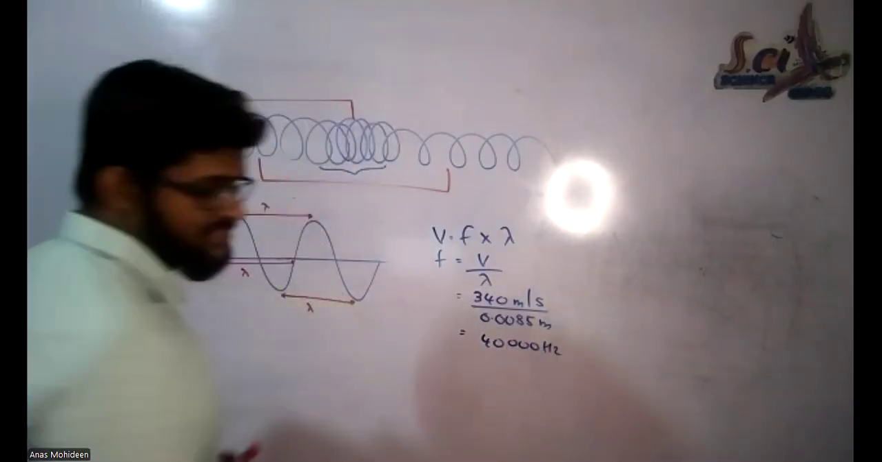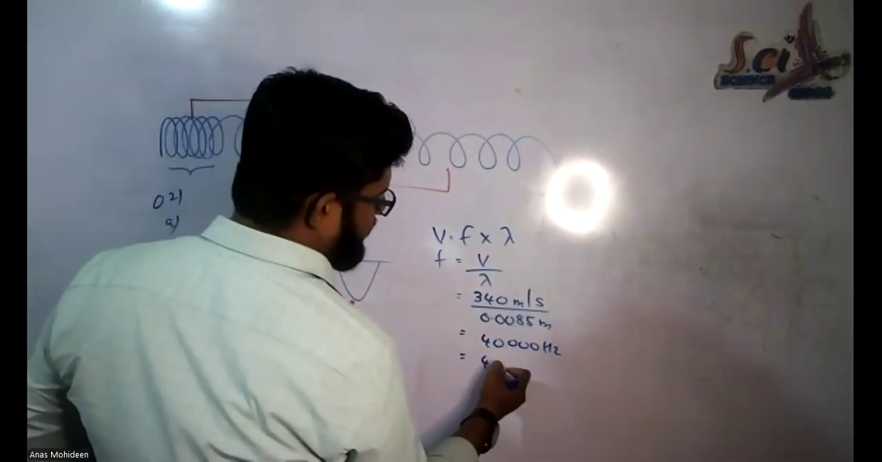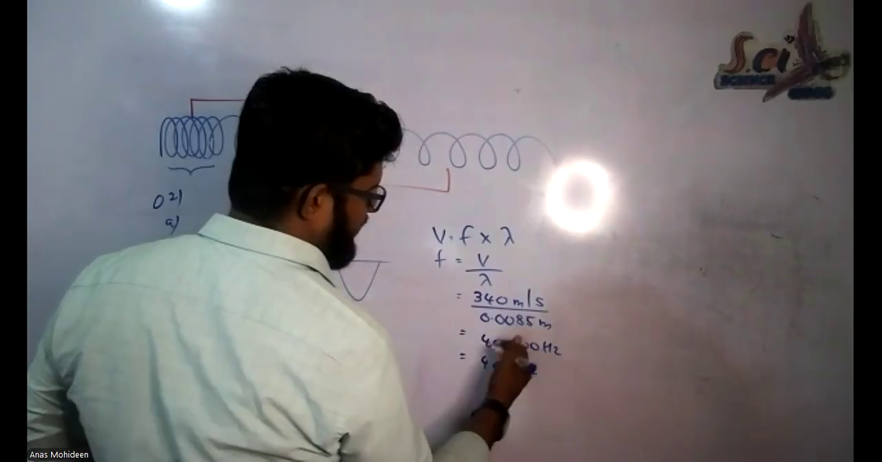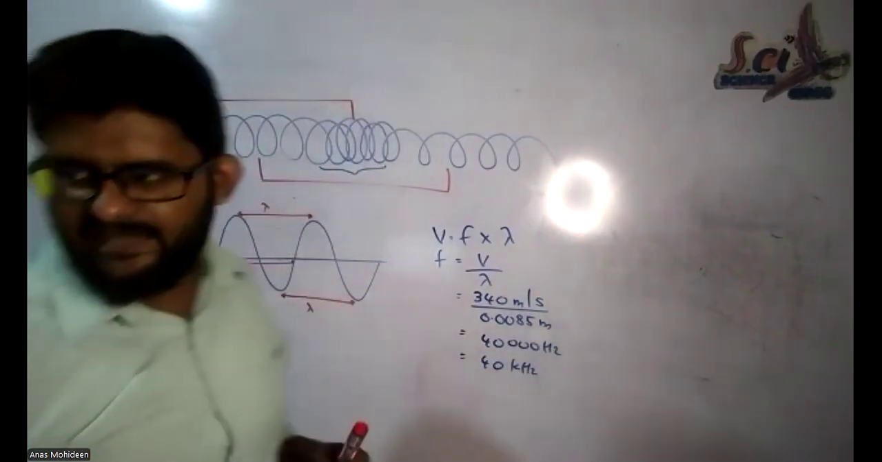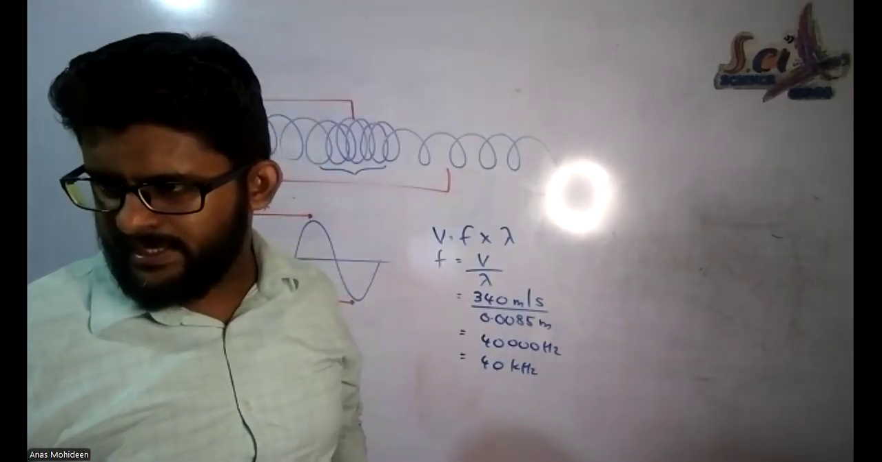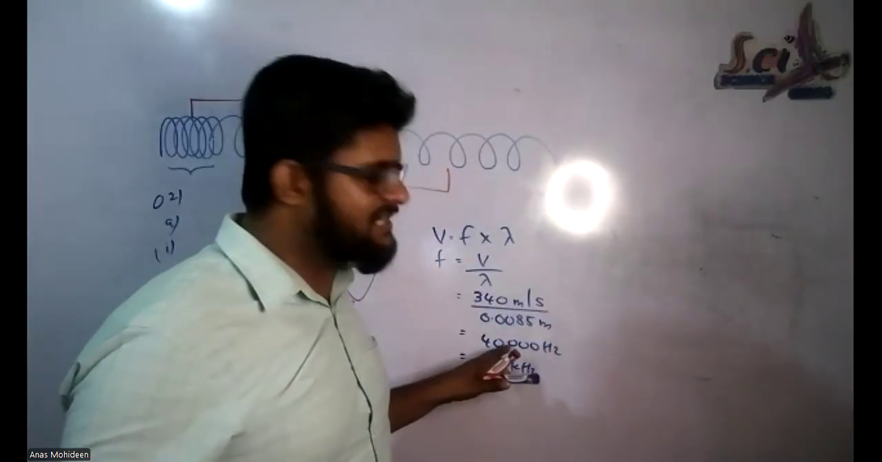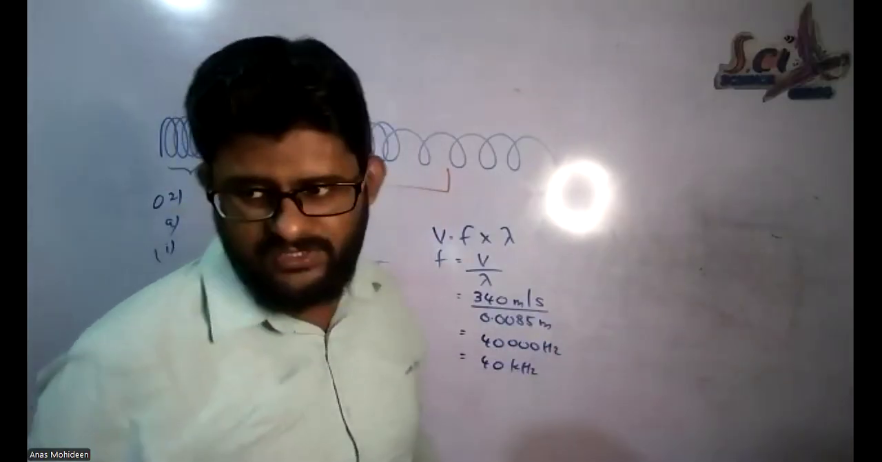But it depends on the question's unit. If the unit is given as kilohertz, then you have to write 40. Kilo means 10 to the power 3, right? Here nothing mentions the unit. The unit is not given, so you can keep the answer as either 40,000 hertz or 40 kilohertz.